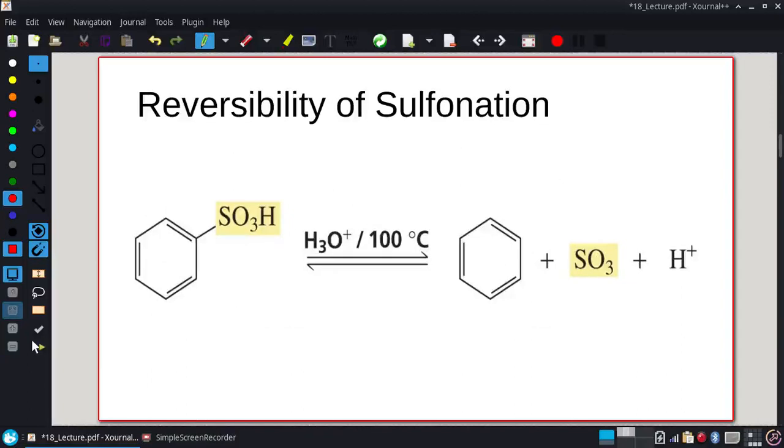So if we put the H2SO4 in with some heat and make the sulfonic acid, and then we take that sulfonic acid and just put some standard acid and not so much heat, it will actually pull the SO3 back off.